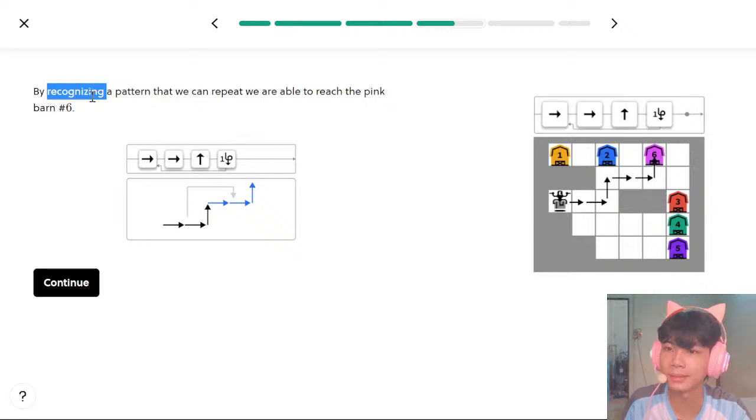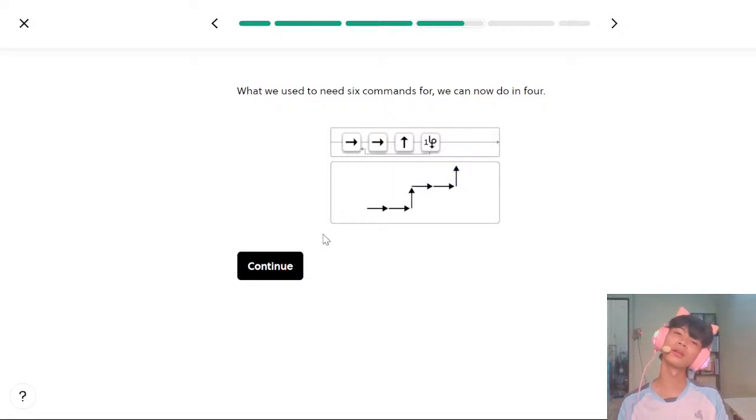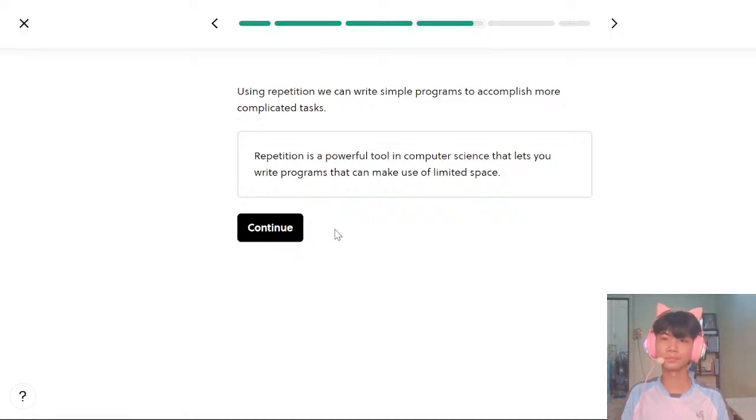By recognizing a pattern that we can repeat, we are able to reach ping pong 6. What we used to need 6 commands for, we can now do with 4. Yeah, definitely. Using repetition, we can write simple programs to accomplish more complicated tasks. Repetition is a powerful tool in computer science that lets you write programs that make use of limited space.